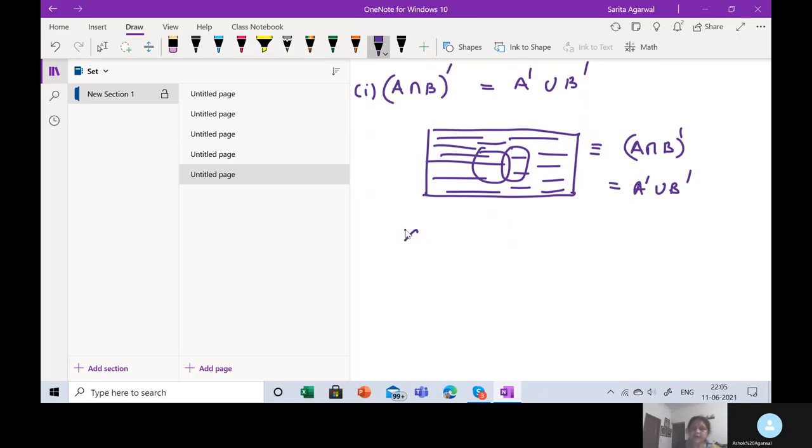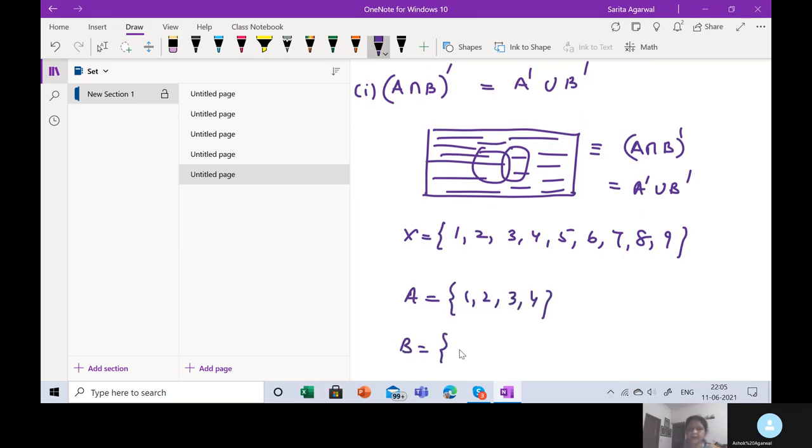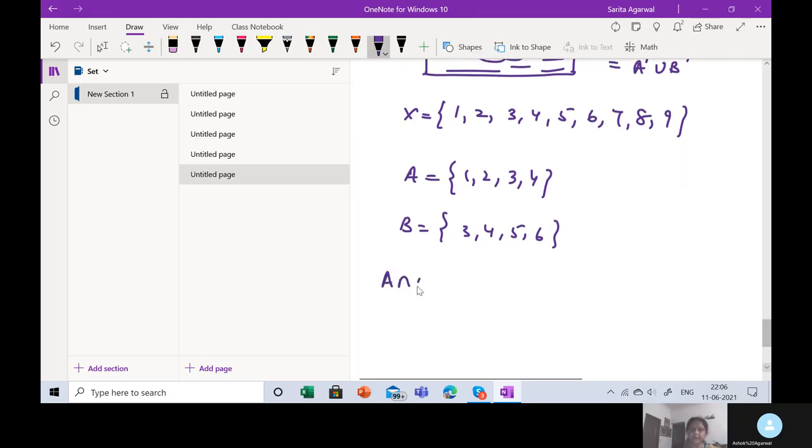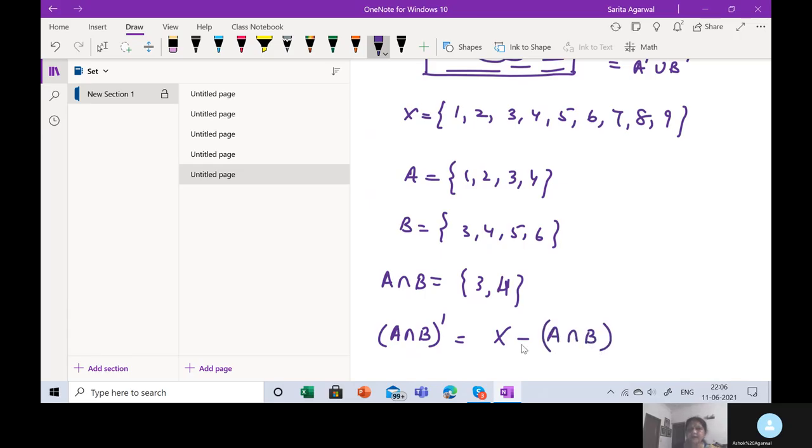So we can take an example. Let X have the elements 1, 2, 3, 4, 5, 6, 7, 8, 9, right? And A have the elements 1, 2, 3, 4. And B have the elements 3, 4, 5, 6. Then A intersection B is 3, 4. And (A intersection B) complement is X minus (A intersection B). X is the universal set, so X minus {3, 4} gives us 1, 2, 5, 6, 7, 8, 9, right?